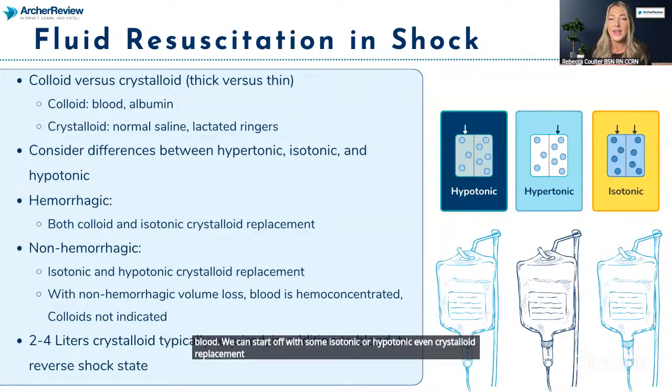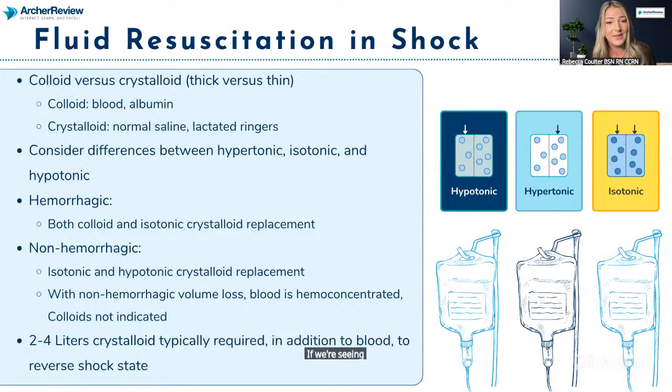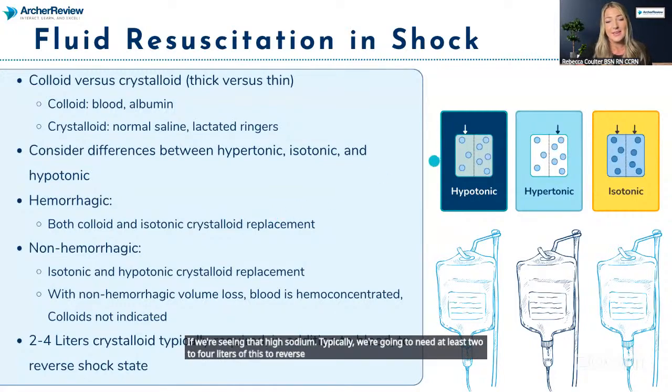When we've got a non-hemorrhagic volume loss, we can sometimes see an increase in our sodium measure in the blood because it's really concentrated blood. We don't have fluid in there. So sometimes we'll start with hypotonic fluid replacement if we're seeing that high sodium. Typically, we're going to need at least 2 to 4 liters of this to reverse a shock state.